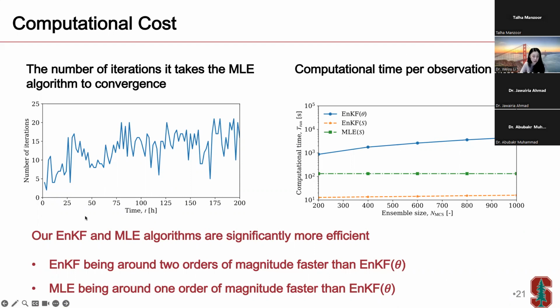And the left figure shows the number of iterations when performing the maximum likelihood estimator. The average number of iterations with respect to time is around 13 iterations per time step, and it is pretty fast. We use an adaptive learning rate in this procedure to accelerate the convergence.